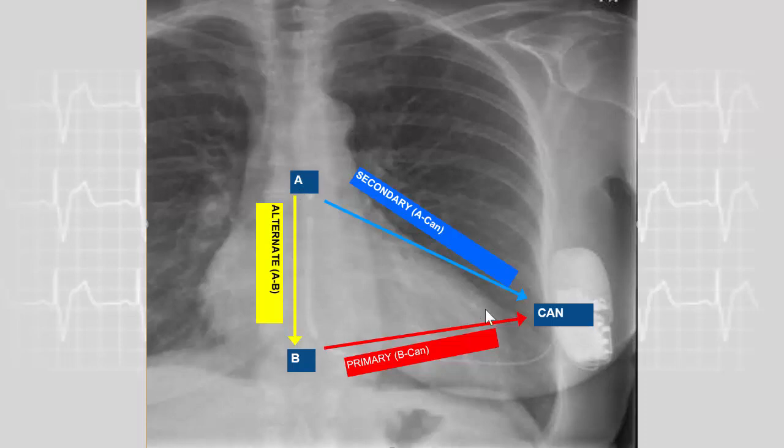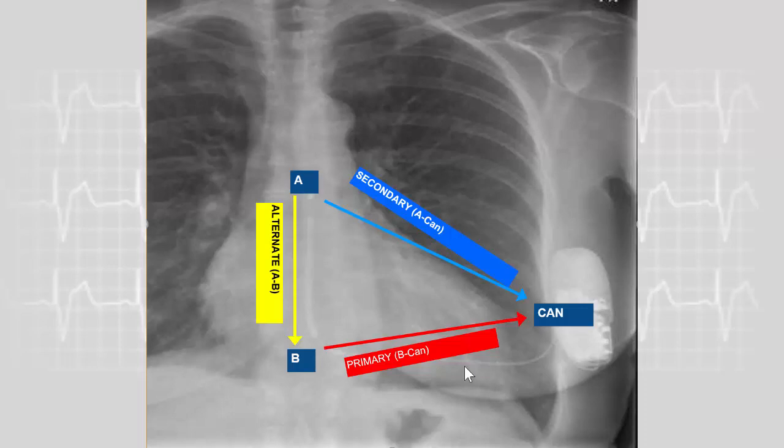When you look at this X-ray, it's obvious that with these two vectors, you cover the ventricle much better than with the alternate, and that explains why in a vast majority of patients, the optimal signals are observed with these two vectors compared to this one.